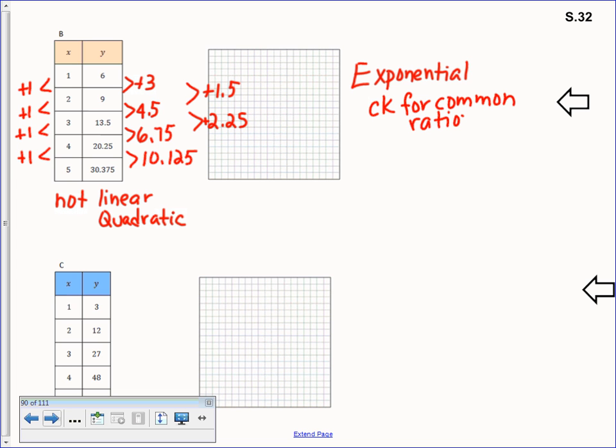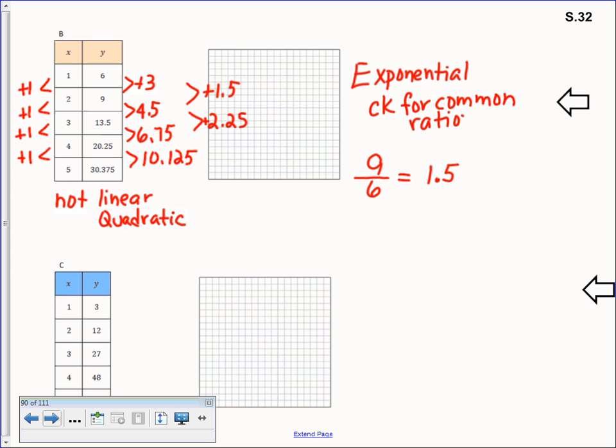Okay, so when I go from 6 to 9, I end up with the 9 and I started out with the 6. So take your calculators. 9 divided by 6 is going to give me 1.5, which means that I took the 6 and I multiplied it by 1.5 to get the 9.